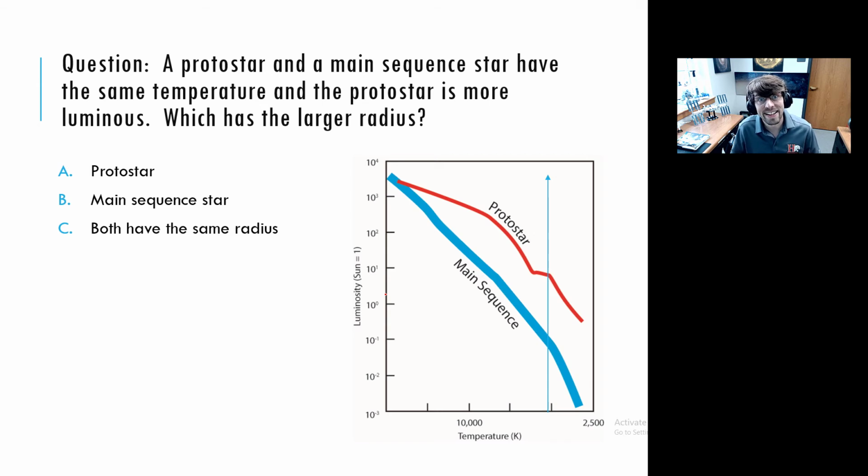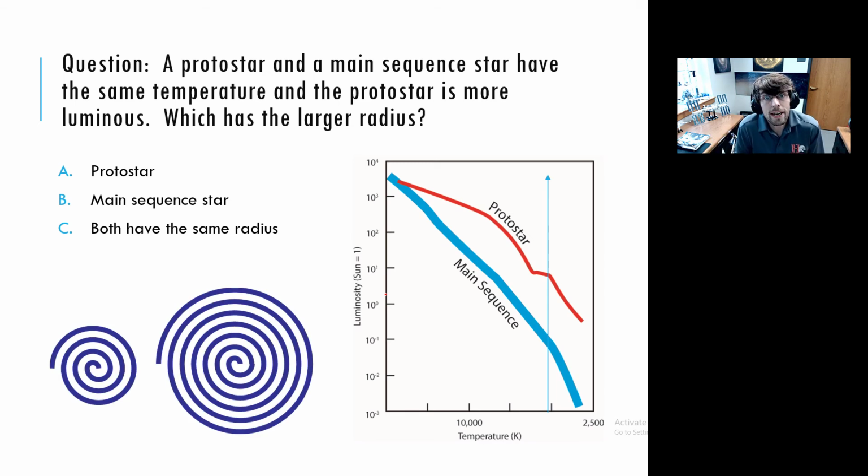You got it? Two stove burners have the same temperature, and one stove burner cooks the spaghetti faster. Which stove burner is larger? Yeah, good. You say the one that cooks the spaghetti faster, the one that gives off more energy, the one that is more luminous. So right away, we have an idea that for objects that have the same temperature, the one that is more luminous has to be physically larger in size.